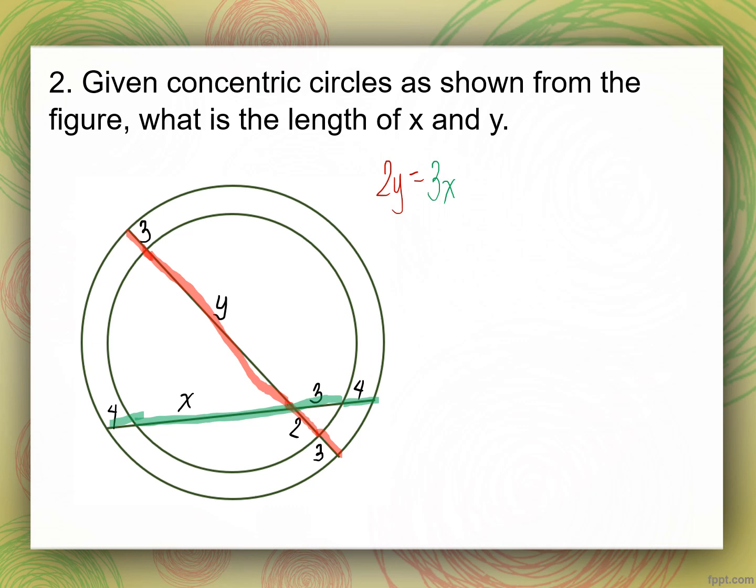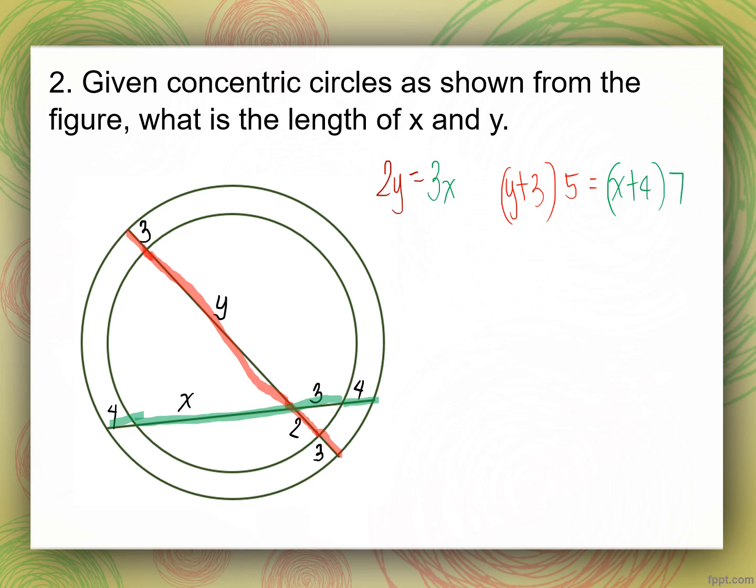Okay, so let's have the red segment. Part by part, we will have 3 plus y, or y plus 3, times the other part of the segment, 3 plus 2, so that is 5, equal to, for the green segment, 4 plus x, or x plus 4, times the other part of the segment, so that would be 3 plus 4, which is 7.